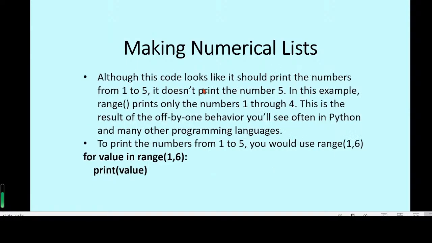Although this code looks like it should print the numbers from 1 to 5, it doesn't print the number 5. In this example, range prints only the numbers 1 through 4. This is the result of the off-by-one behavior you will see often in Python and many other programming languages. If you want to print the numbers from 1 to 5, you would use range(1, 6). So for value in range(1, 6), print value.